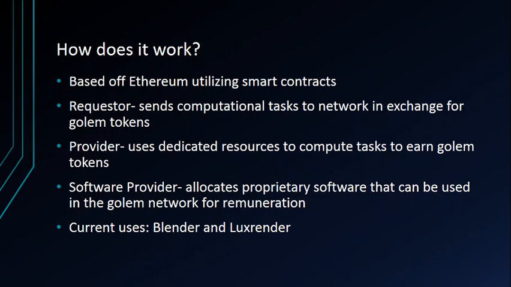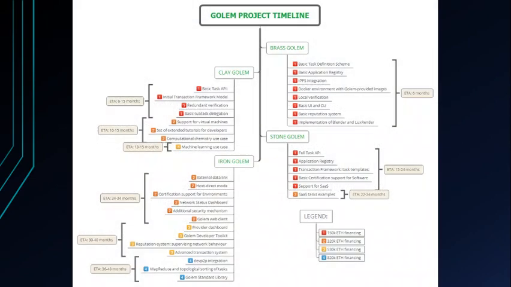So for right now, in its alpha stage, Golem is currently only being used for the programs Blender and Lux Render, which render CGI graphics. However, Golem, since its initial coin offering, which is basically its crowdfunding stage, has plans for up to 4 years into the future. So the whole purpose of these separate stages is to create a user base of requesters.